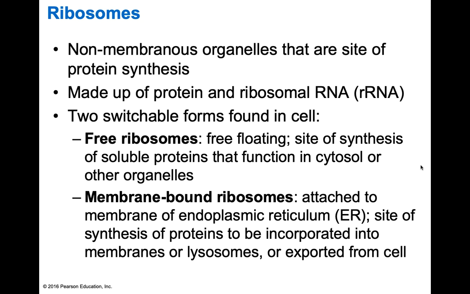So it's made up of protein and rRNA. The rRNA stands for ribosomal RNA. So literally it's just this like blob of protein and rRNA. And we have two different forms. We have the free-floating ribosomes, which are floating around the cytosol and cytoplasm. And we also have membrane-bound ribosomes, which are attached to the ER, and that's why it's called the rough ER, because it's dotted with a whole bunch of our ribosomes. So those are the differences between those two there.